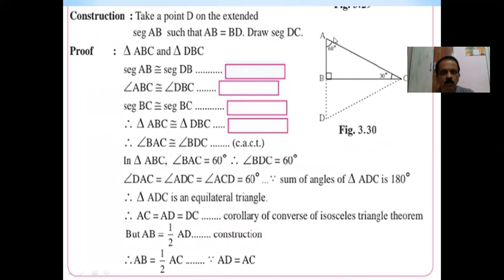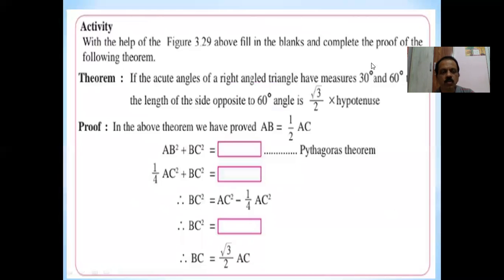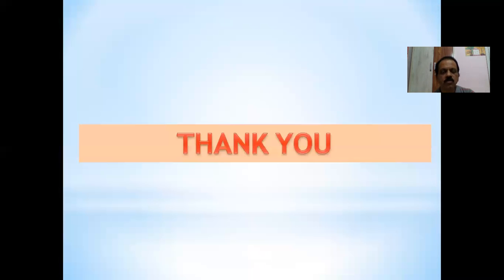So AB is equal to 1/2 of AC and BC is equal to √3/2 by the AC. Therefore this is the solution or the proof of these two theorems.